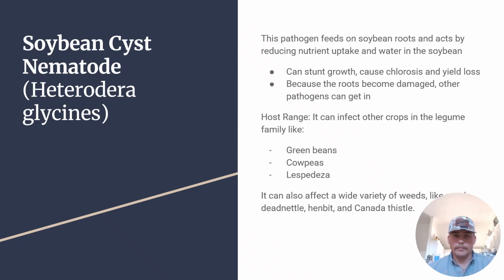Now, soybean cyst nematode. This pathogen feeds on soybean roots and acts by reducing nutrient uptake and water in the soybean. It can stunt growth, cause chlorosis and yield loss because the roots become damaged and other pathogens can get in. Its host range is it can affect other crops in the legume family, such as green beans, cowpeas, and lespedeza. It can also affect a wide variety of weeds like deadnettle, henbit, and Canada thistle.